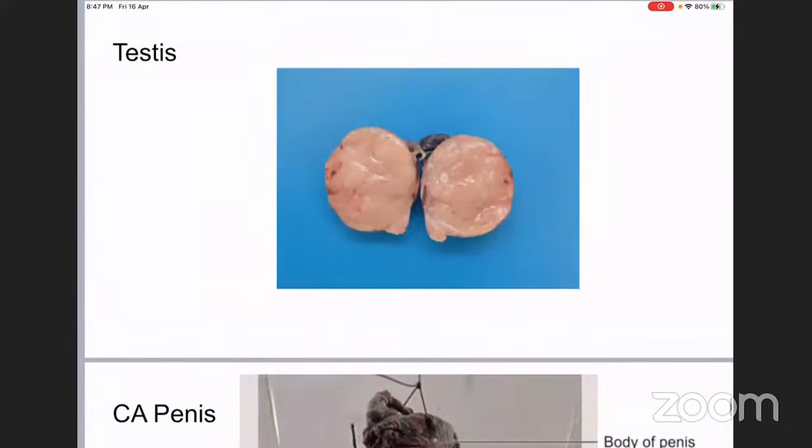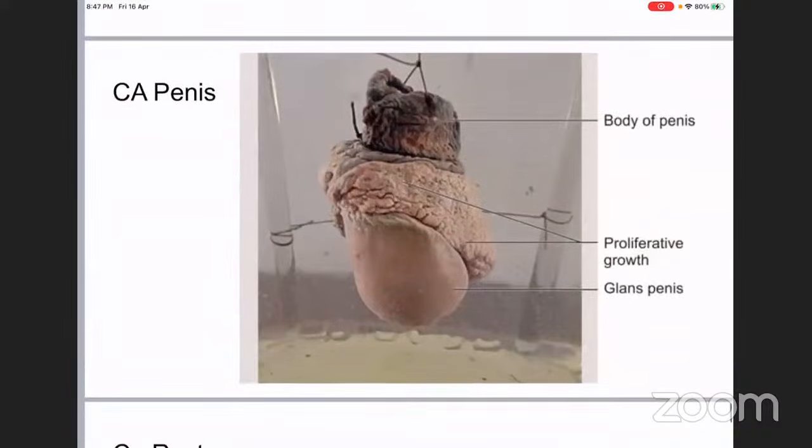And what do you see here? A cut section of the testis showing a uniform, tan, homogeneous, fleshy growth. What is that? Seminoma. So it is a seminomatous testicular tumor. So if it is heterogeneous with areas of necrosis and hemorrhage, it is non-seminomatous. Very good.